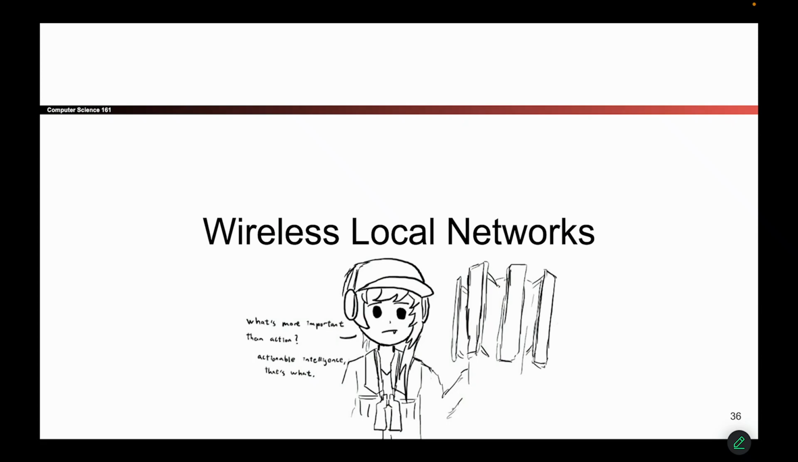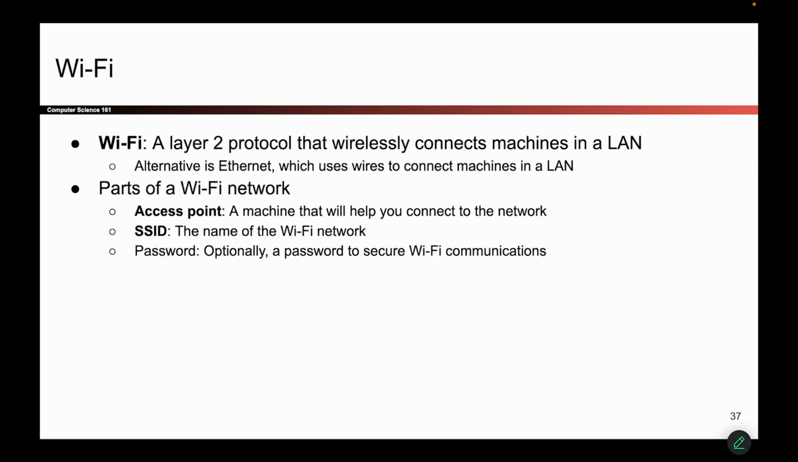The last low-level network attack that we'll talk about is wireless local networks. So we'll talk about a protocol called WPA and think about attacks on that. So first, I should tell you what Wi-Fi is. You've probably used this before, but this is a layer 2 protocol that works wirelessly.